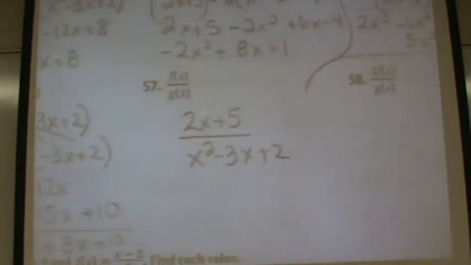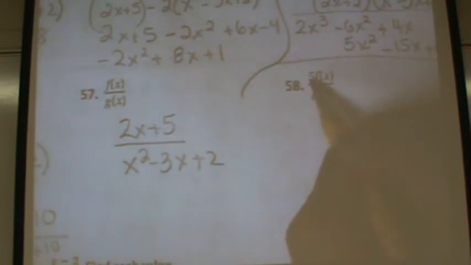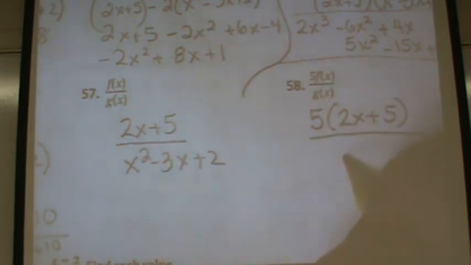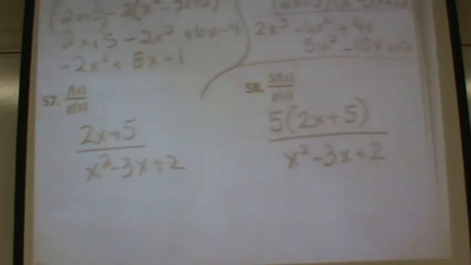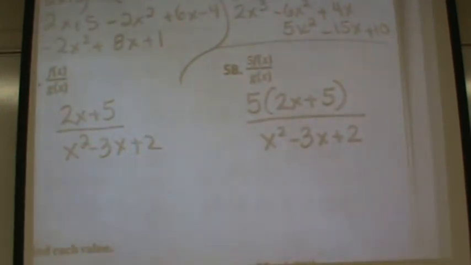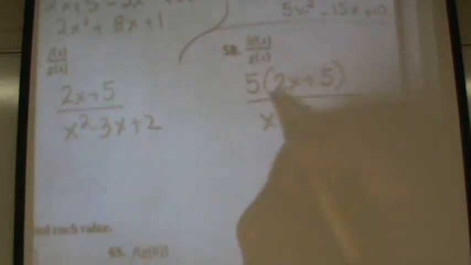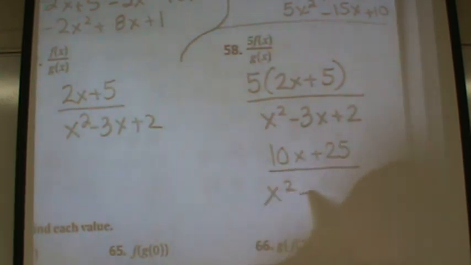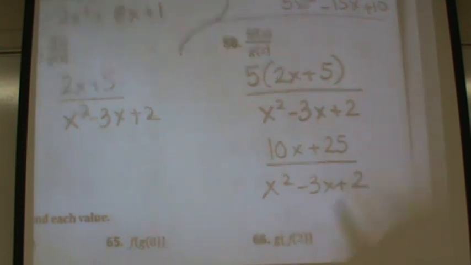And for 58, they want you to take 5 and multiply it by the f function. And then divide that by the g function. And there's nothing that can cancel, so we're just going to leave that. Now you can write this last one as 10x plus 25 over x squared minus 3x plus 2. Done.